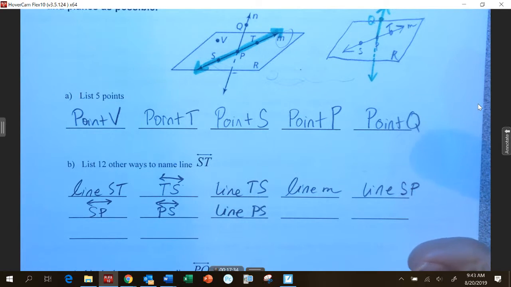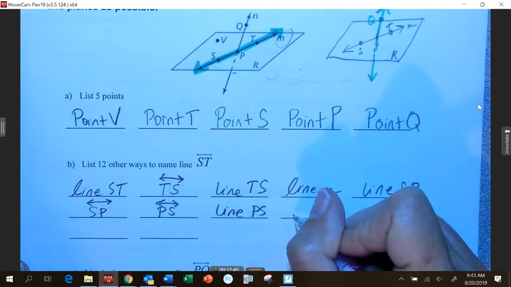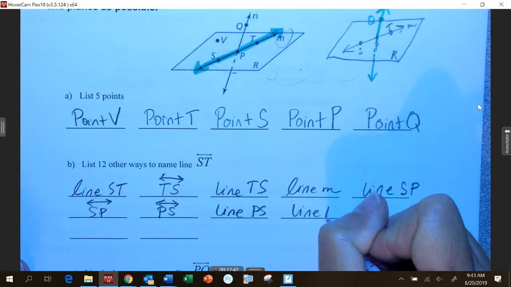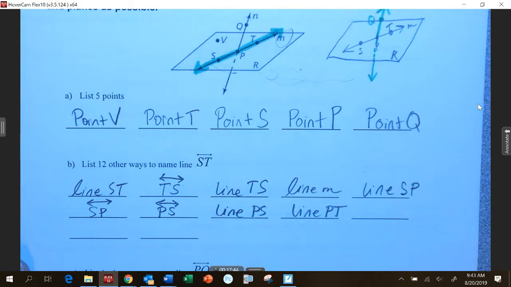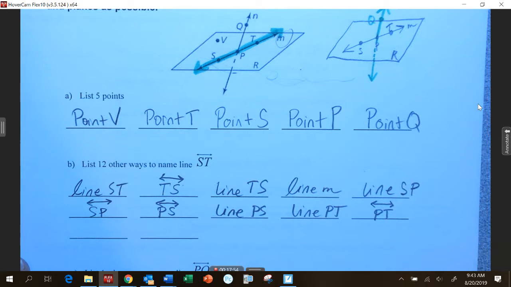You would do line PT. Line PT. Am I writing words? Okay. Line PT. Madison. PT with the symbols. And make sure your little symbol has little arrows at the end, because if it doesn't, it means something else that we haven't learned about till tomorrow.